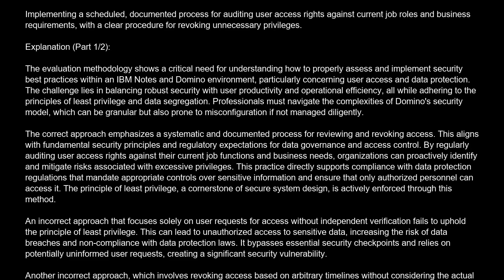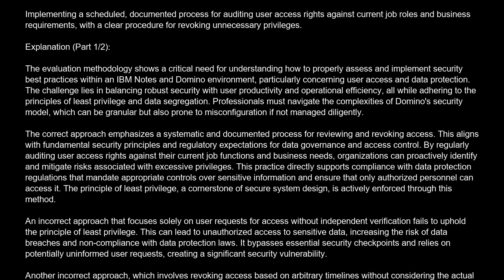The correct answer is C. Implementing a scheduled, documented process for auditing user access rights against current job roles and business requirements, with a clear procedure for revoking unnecessary privileges. Explanation: the evaluation methodology shows a critical need for understanding how to properly assess and implement security best practices within an IBM Notes and Domino environment, particularly concerning user access and data protection.